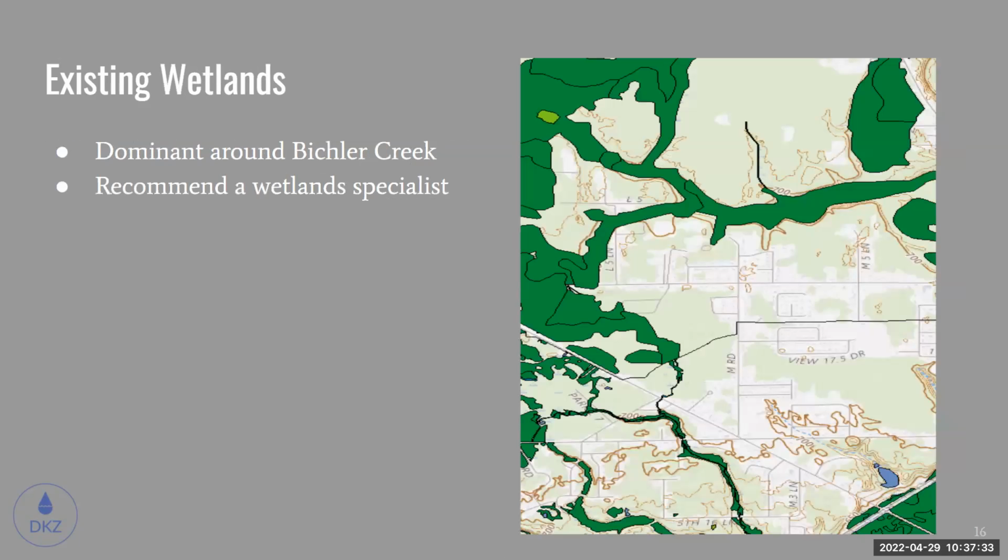Okay, so then for existing wetlands, this was found using the USGS National Map Viewer. And so it mainly appears to be dominant up around Bickler Creek, although we would recommend that a wetland specialist actually go to the site and identify and also confirm the validity of these wetlands.